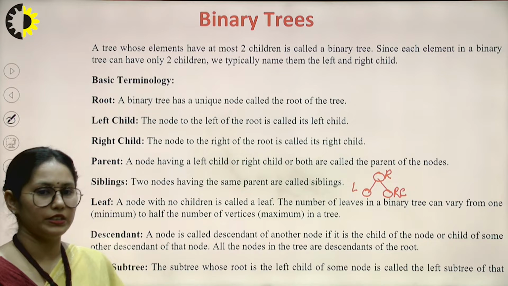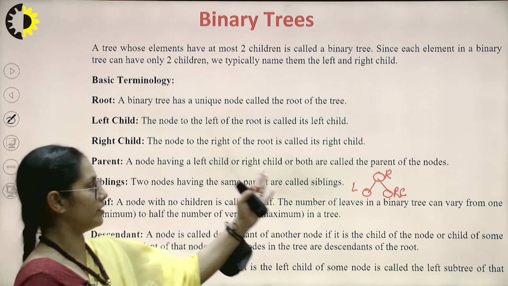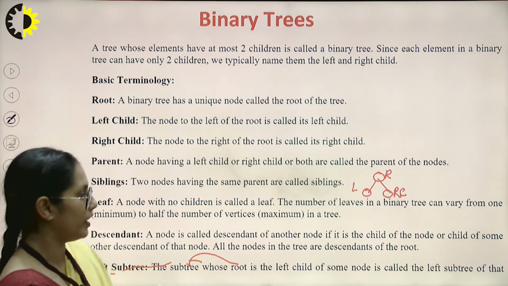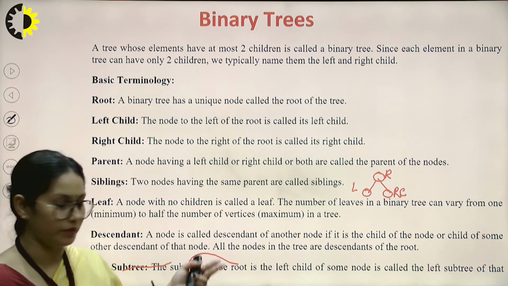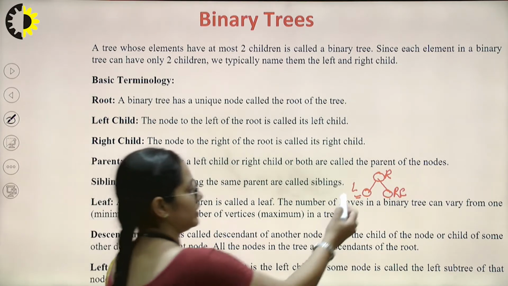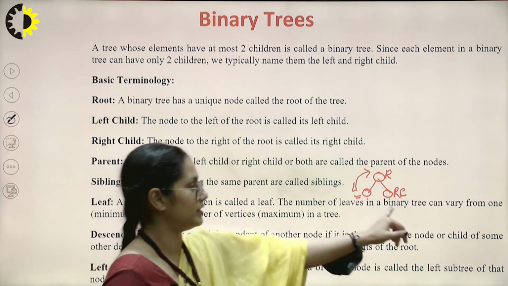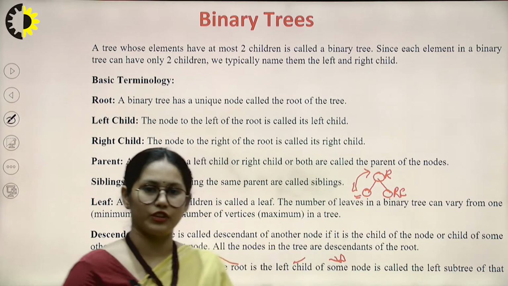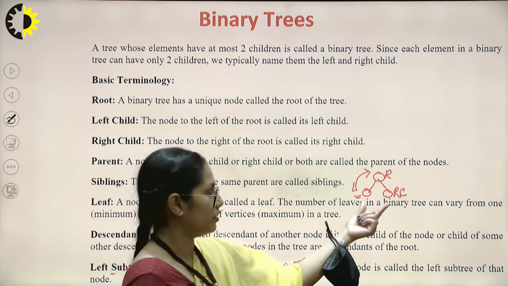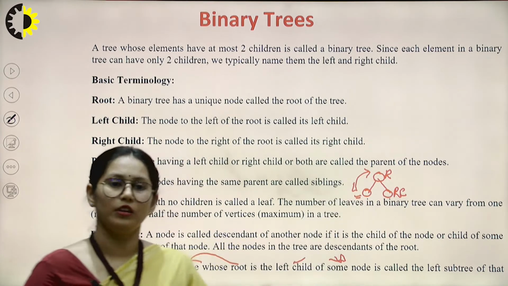Fine. Now, what is the parent? A node having a left or right child, or both, is called the parent of those nodes. So, if you have to find out the parent of this particular node, that is the root node. The root node is the parent of this node. Likewise, the parent of the right child is also your root node. Or if you want to find the parent of these two nodes, again that will be your root node.